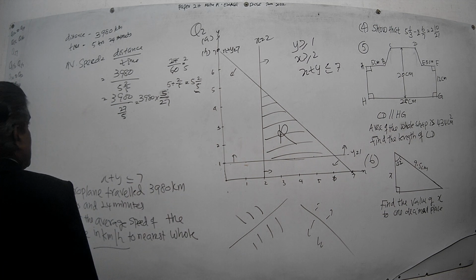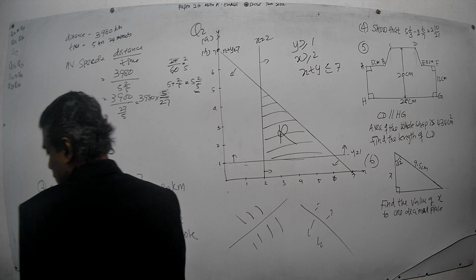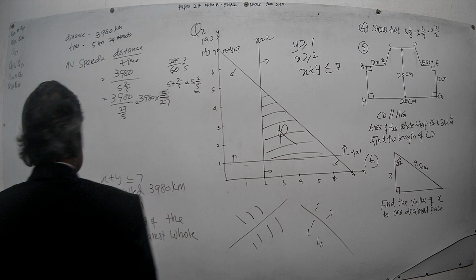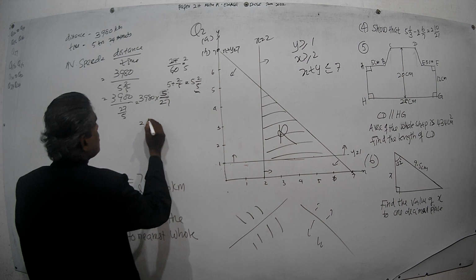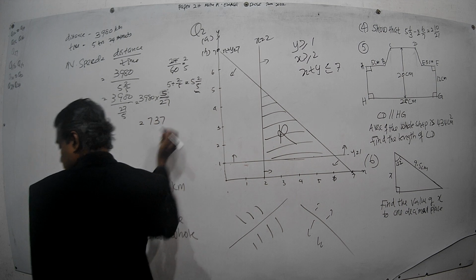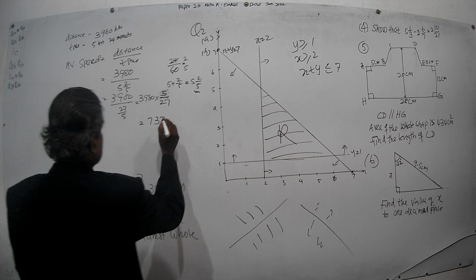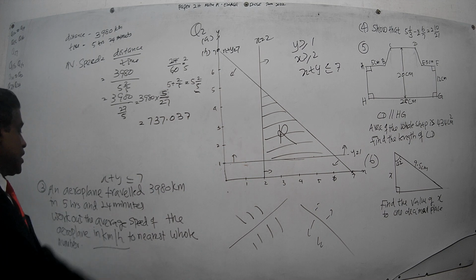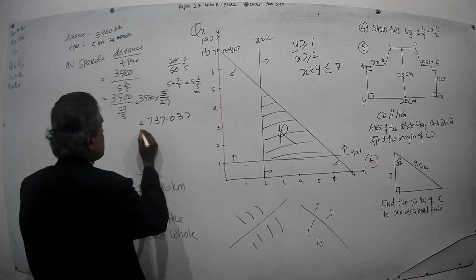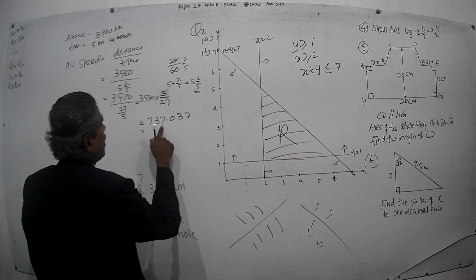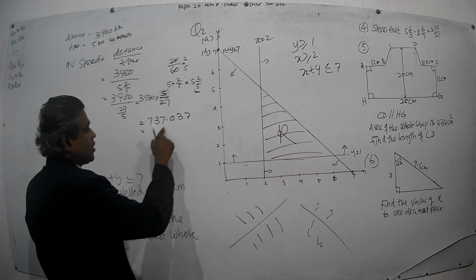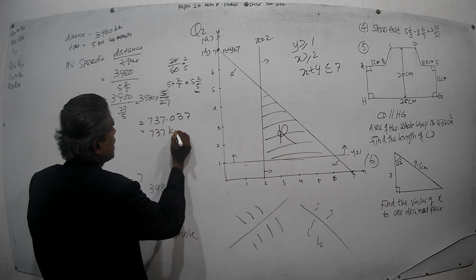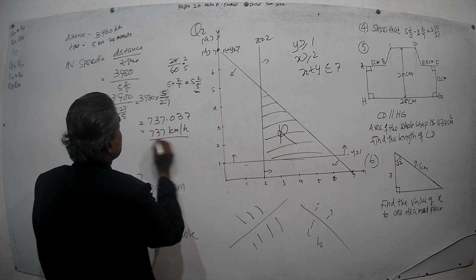Okay, 3980 divided by 5 over 27 equals 737.037. Now they ask for the nearest whole number. Nearest whole number means nearest unit. The units value is 7, and the first decimal is less than 5. Therefore, no addition. 737 kilometers per hour. Okay, that is the answer.